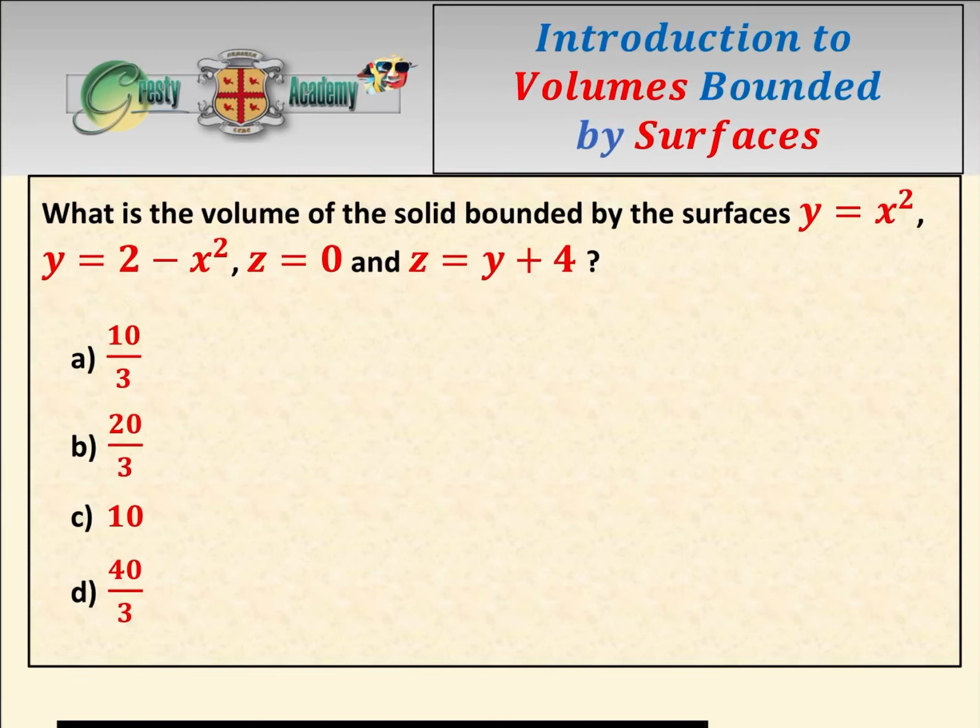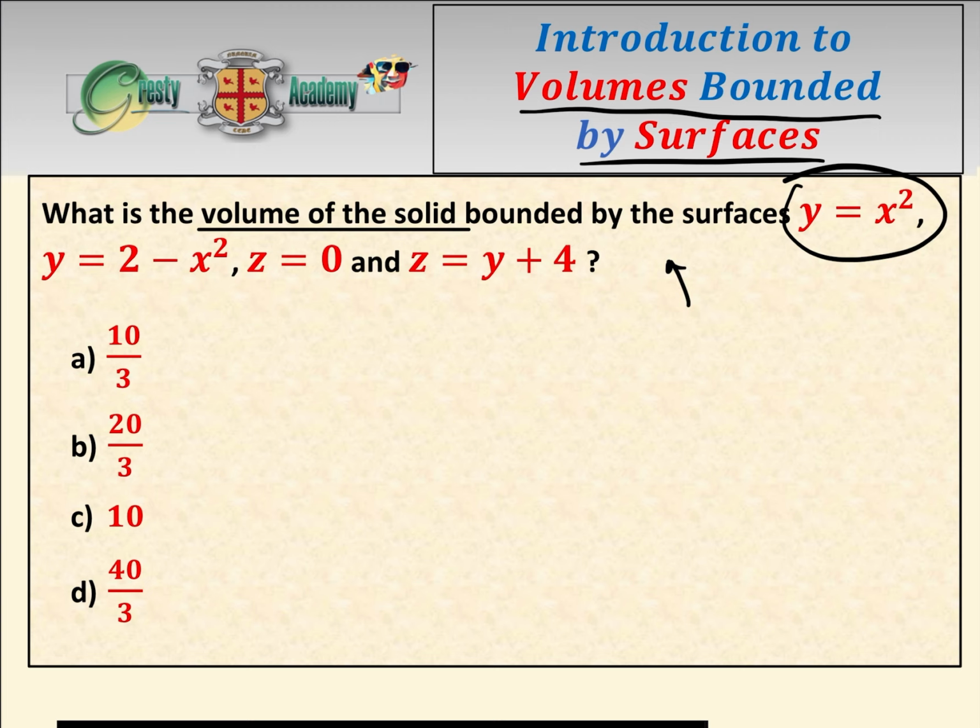Welcome to the introduction video of the Gresty Academy crash course into volumes bounded by surfaces. What we're going to do is the introduction by answering this question here, which is about as standard as it gets. You have to find the volume of a solid bounded by these surfaces: y equals x squared, y equals 2 minus x squared, z equals 0, and z equals y plus 4.